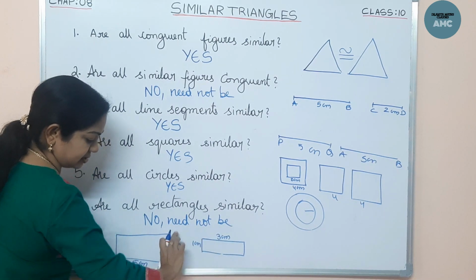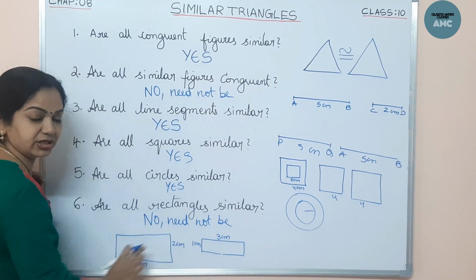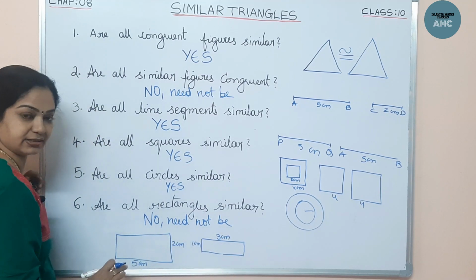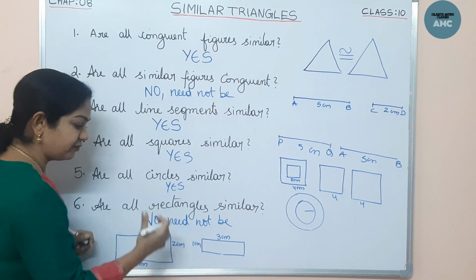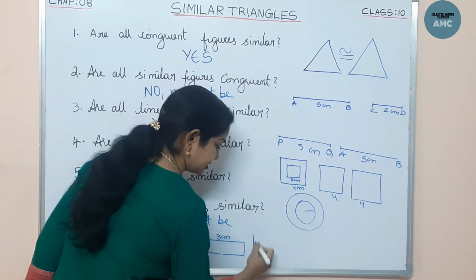This is 3, this is 2, this is 1. In proportion, if you see, they are not similar. Likewise, if I overlap also, it is not congruent. If they are proportionate, then you can say that they are.